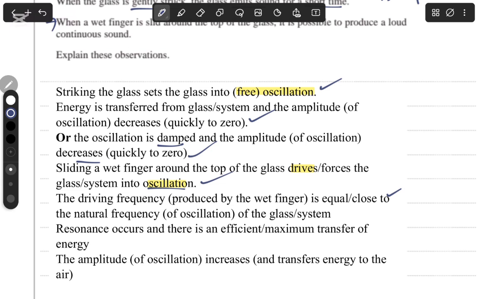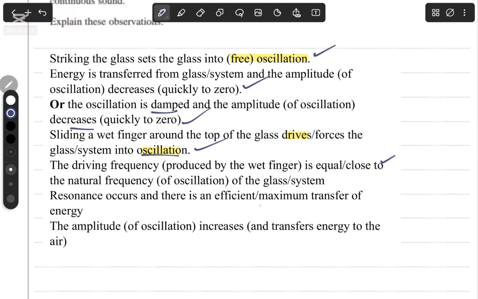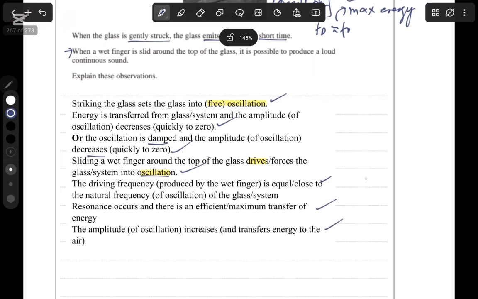Okay, so sliding the finger on the top of the glass forces the glass into oscillation. Driving frequency is approximately equal to natural frequency of the glass. Resonance occurs, there is efficient maximum transfer of energy, and the amplitude increases. Okay, so these are your 6 marks. Usually mostly the same stuff.